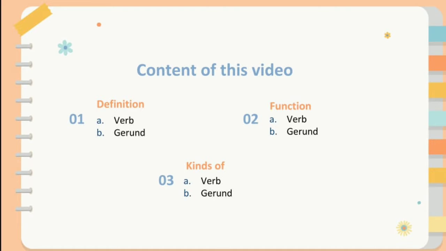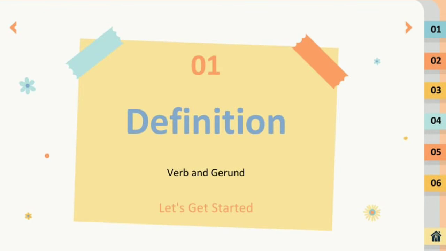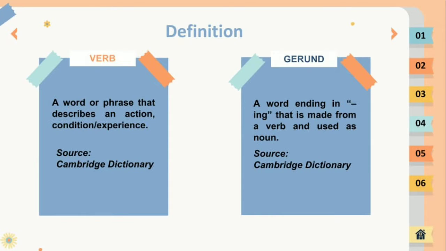Hi guys, as you can see on your screen, the first slide is about the content of this video. We will learn about three things here. The first is the definition, the second is the function, and the third is kinds of verb and gerund. We're going to the first content, the definition. We have two definitions here, verb and gerund.